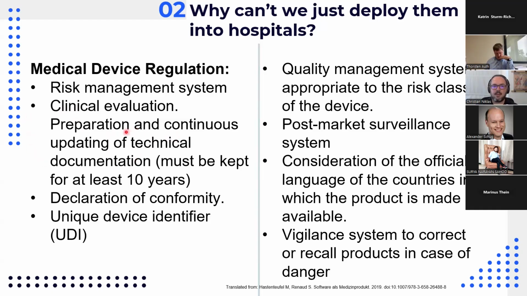You have to do technical documentation, which you have to update, and you must keep for at least 10 years. You have to be conforming with certain international norms or standards. The identifier is normally not a problem. And you also have to have a quality management system on top of the risk management system to class your device according to the risk class. And obviously we are in medical, so that's normally, depending on what you want to predict, quite high.